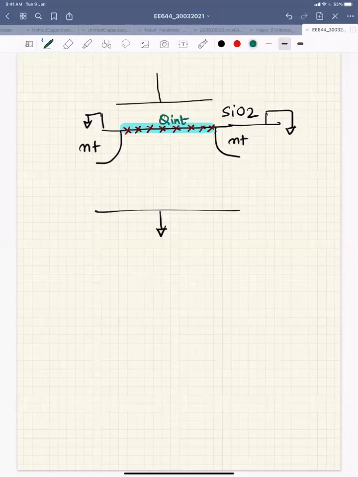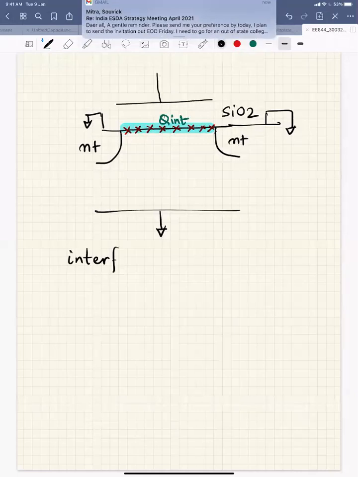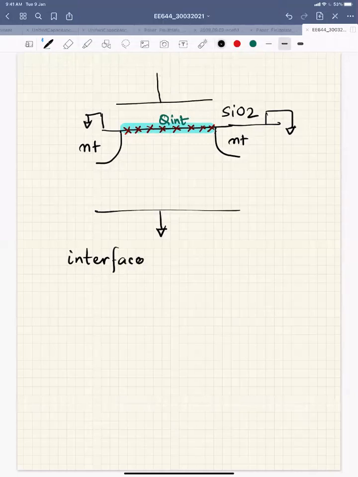So in the practical case, you have some interface charges, and also that silicon dioxide is not ideal, so there might be some charges inside the silicon oxide. Let's start with an interface charge, q interface.